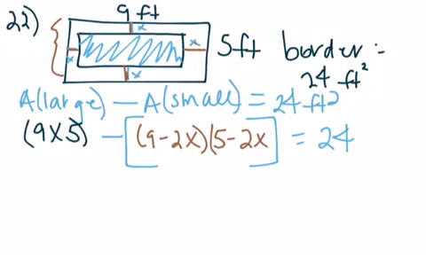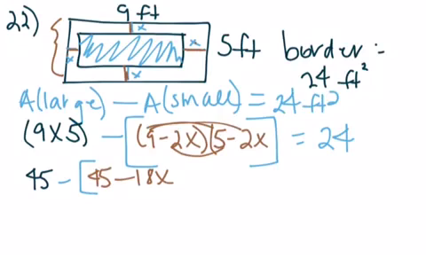Now we're ready to do some cleanup. 9 times 5 is 45 minus, and when we do this math, 9 times 5 is 45. 9 times negative 2 is negative 18x. Negative 2x times 5 is negative 10x. Negative 2x times negative 2x is plus 4x squared.